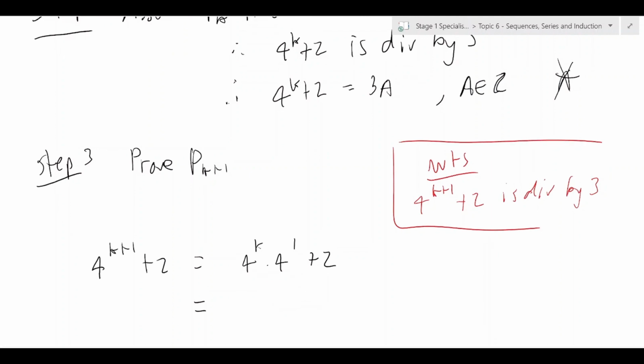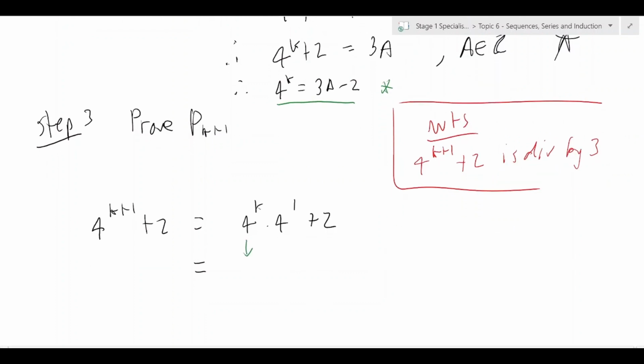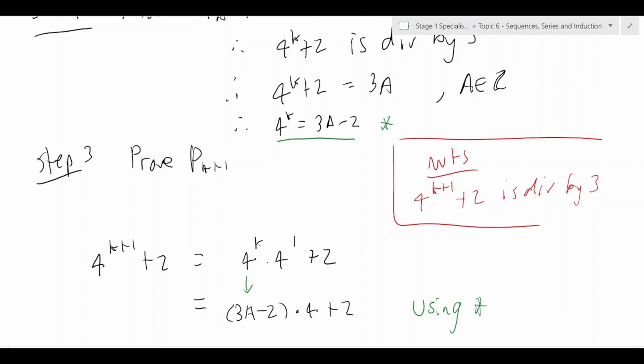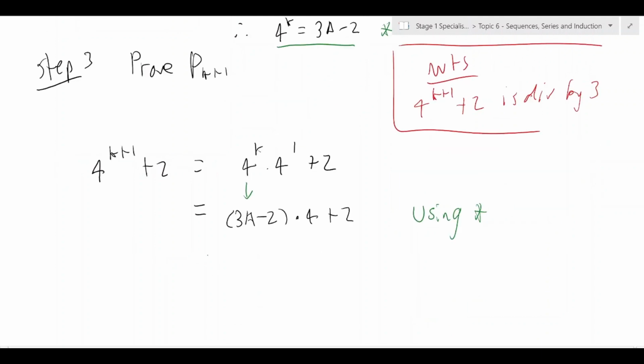let's see, it actually helps if we write this bit rearranged. So 4^k equals 3a take 2, just like taking 2 from both sides. And essentially, we can replace 4^k with 3a take 2 here, so times 4 plus 2 still. Now this is using star. So yeah, these division proofs, it always helps if you rearrange it like that.